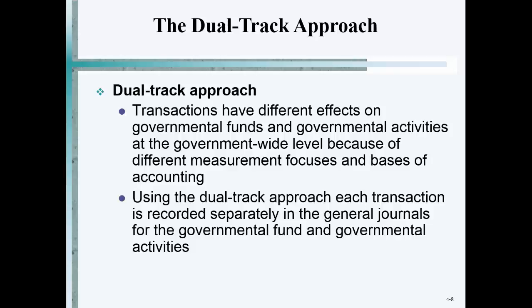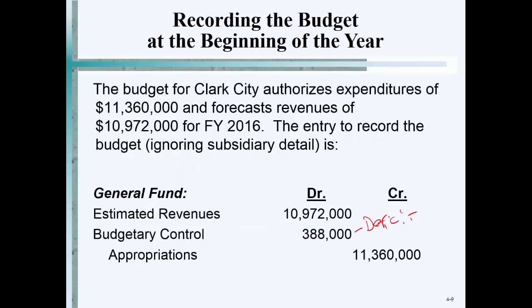All right. So what happens? We're sitting here and we're going to maybe have MGO talk to us at some point about how they would convert the fund statements to the government-wide. But we're going to be looking at transactions at both levels here. So again, we set up our budget at the beginning of the year. We're showing you that again. We debit the estimated revenue. We credit the appropriations. In this case, the estimated revenue is more than the appropriation, so we have a deficit, don't we?